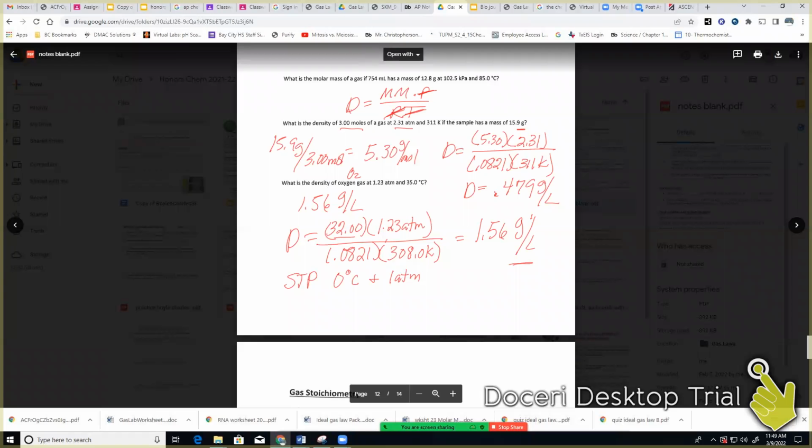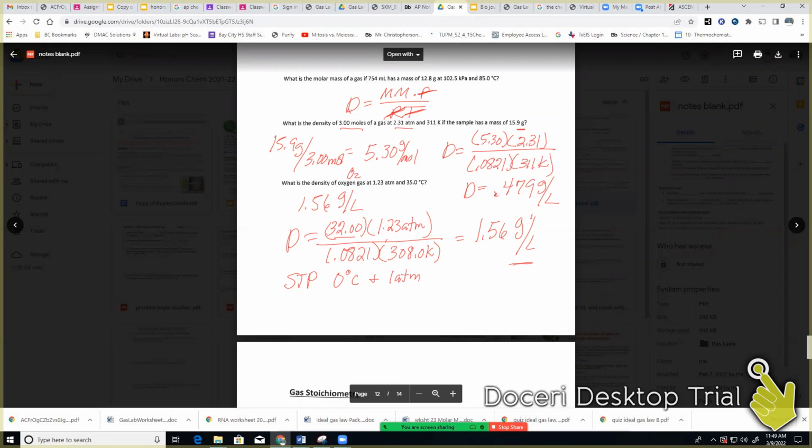Now, some people, for some reason, went on that reference sheet and picked out, let's see, what did they pick out? The most popular one was volume of ideal gas at STP at 22.4. We haven't used that yet. We've talked about it, but we haven't used it. So I was a little confused why people picked that one out.